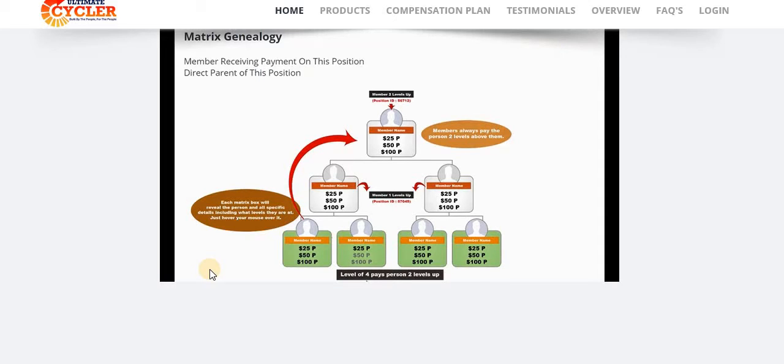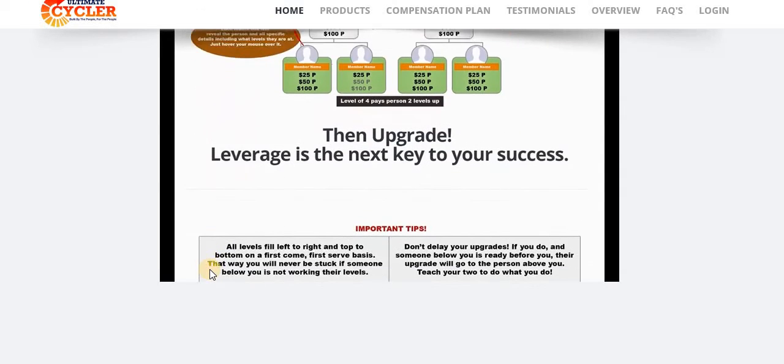Rule of thumb is that everyone pays 2 positions up. Anyone on this bottom row of 4 people would pay 2 levels up. The people in 1 and 2 over here are going to pay 2 levels up, which would be the person above. That's the basic mechanics of our system. Let me show you some more advanced concepts.